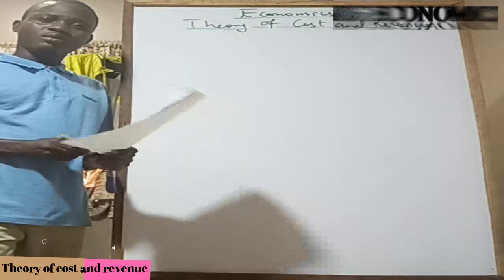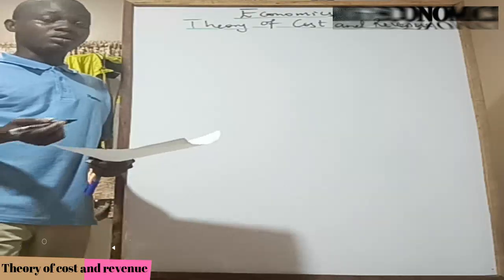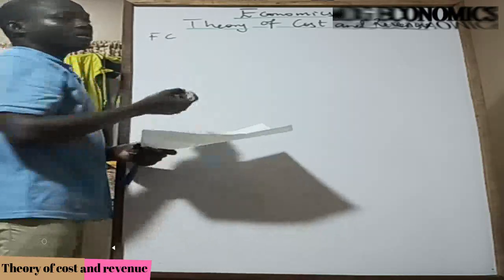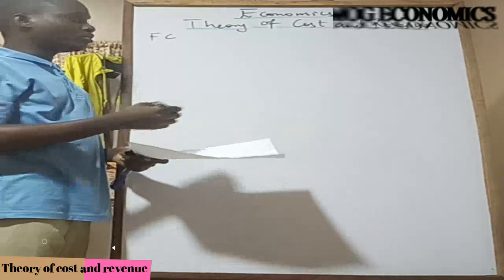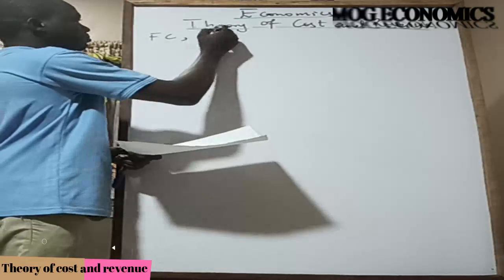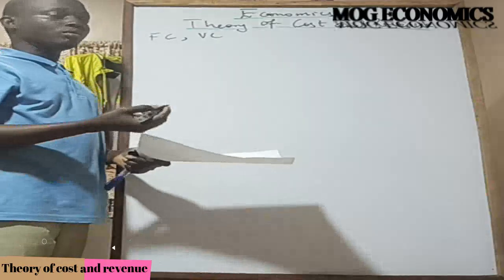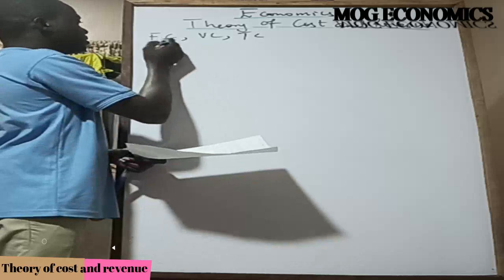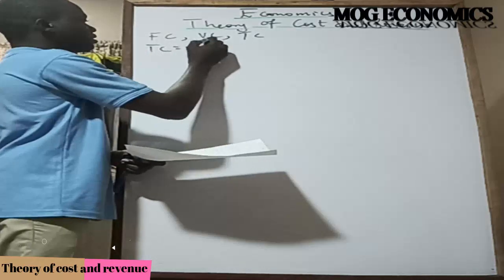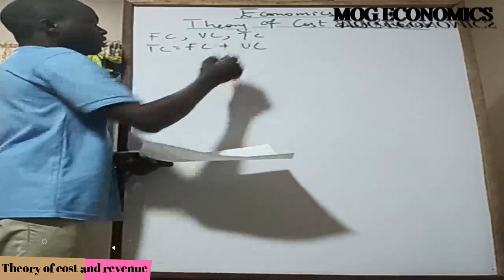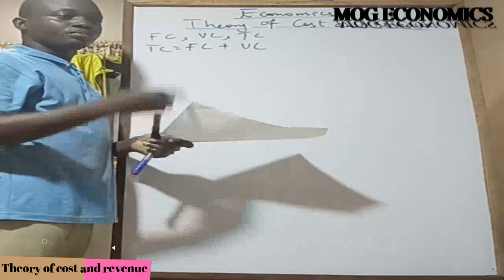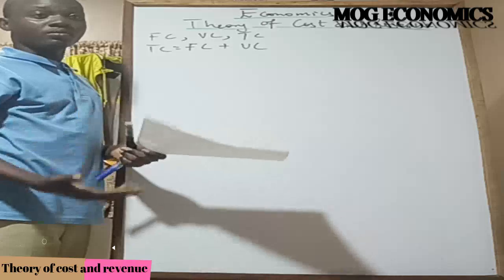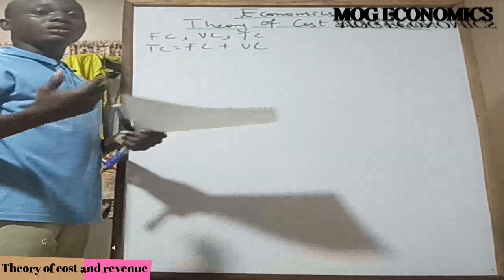So we have quite a number of related cost concepts. The first is what we call the fixed cost, which is a cost that does not change with the level of output. Then we have the variable cost, which is a cost that changes with output level. Then we have the total cost, right? So total cost is equal to fixed cost plus variable cost. Fixed cost does not change with output level. Variable cost changes with output level.